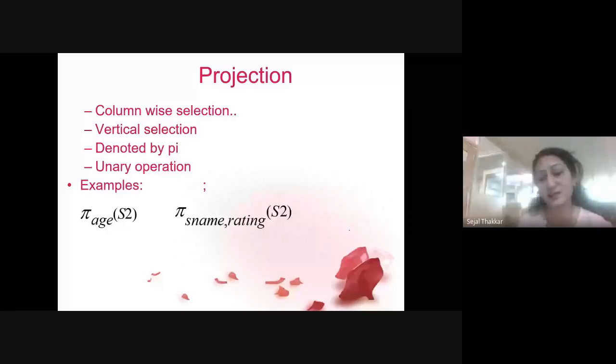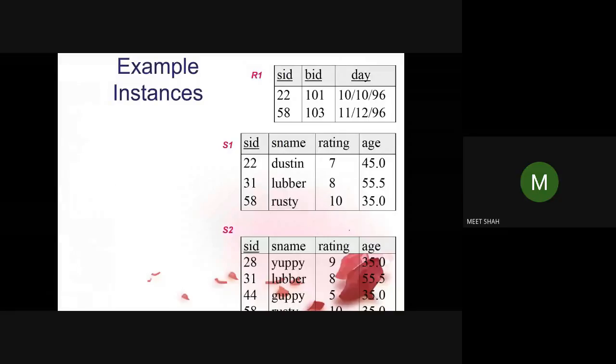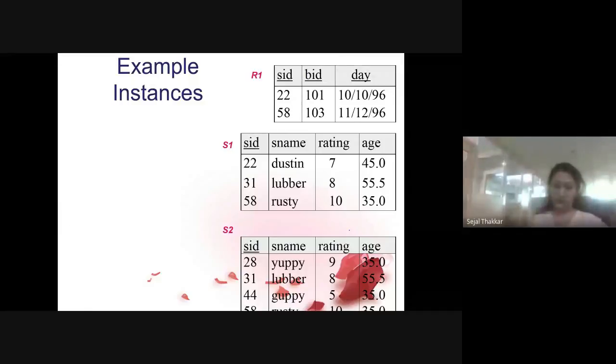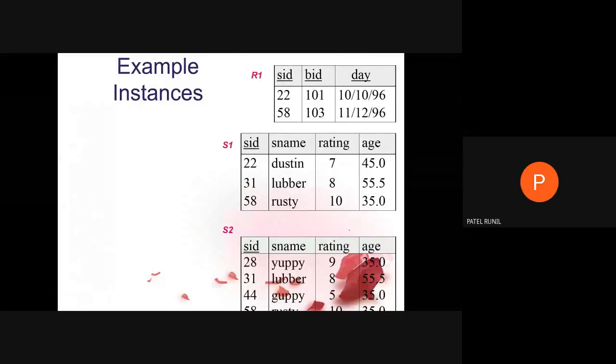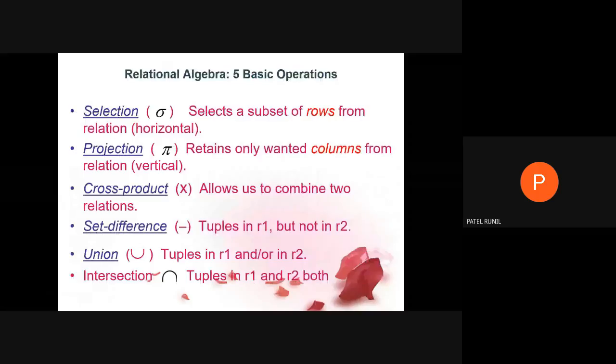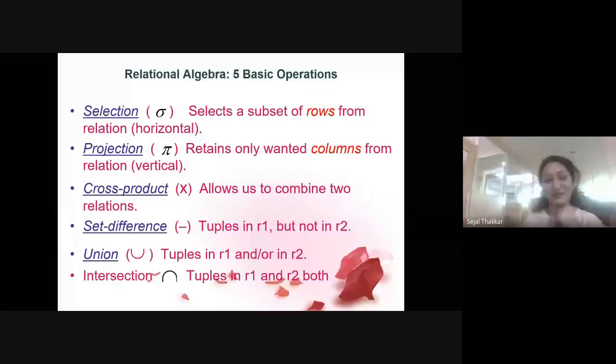Suppose I want to select data horizontally. I'm interested in selecting rows. In that case, which operator can I use? Sigma. And the name of that operator? Selection. Okay, very nice. So sigma is used to select the rows horizontally from the table, and projection, pi, is used to select the columns from the table vertically, right?